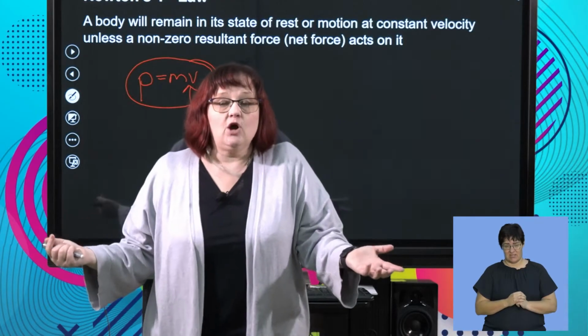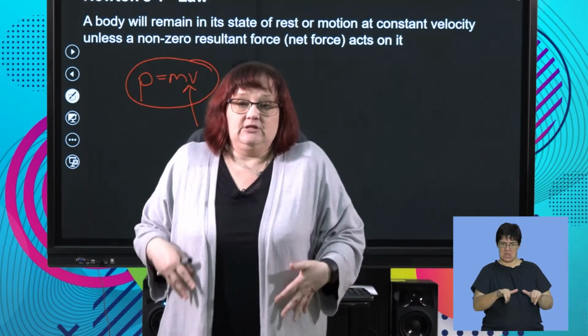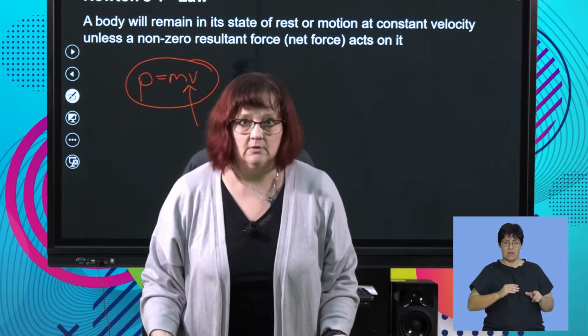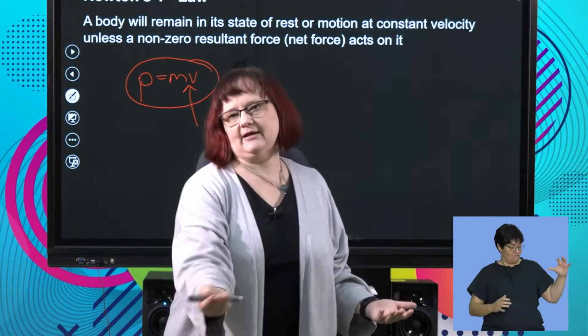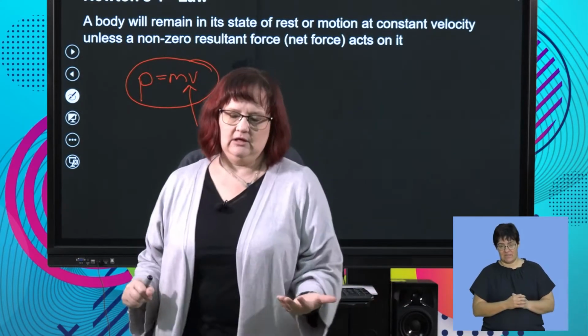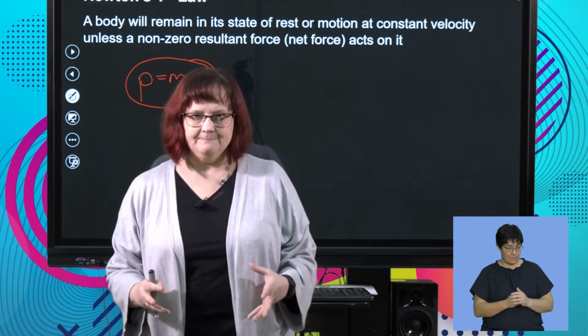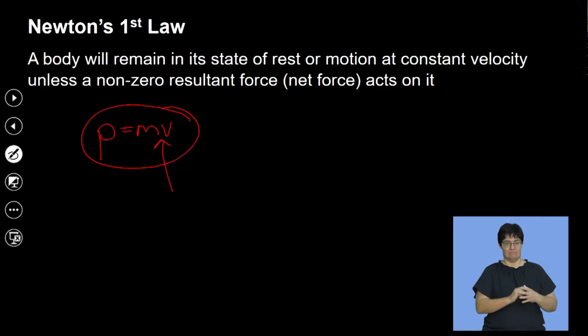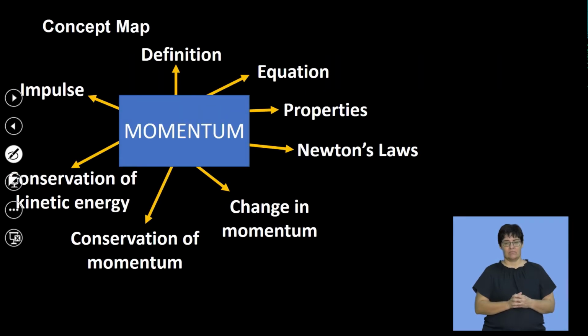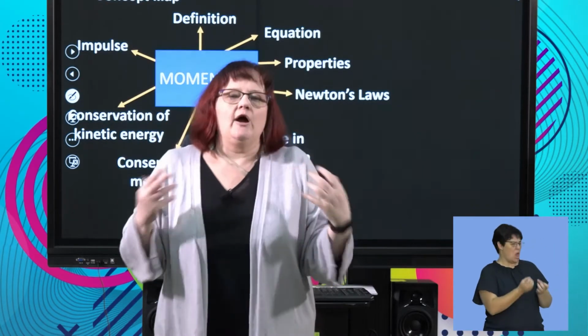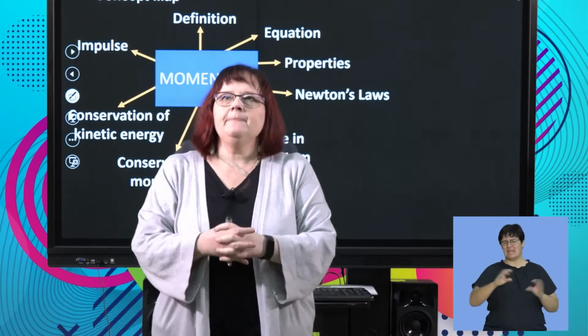Now, obviously, an object could be stationary. If an object's stationary, it has no momentum. And it will continue to have no momentum unless a force acts on it, unless there's a net force acting on it. Okay? So that's how the two go together, which I've just done. So in the next section, now we've looked at first law. First law isn't a lot in terms of momentum.